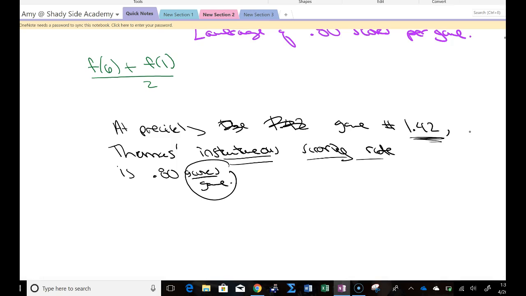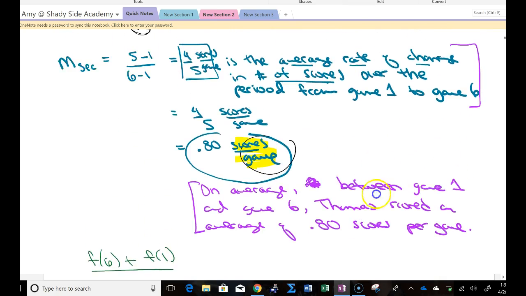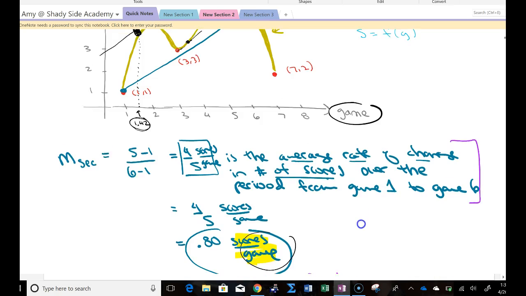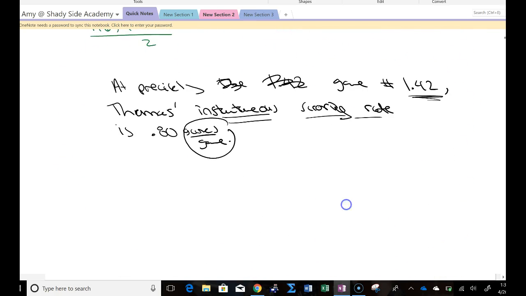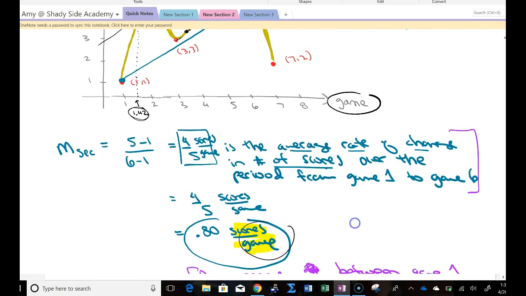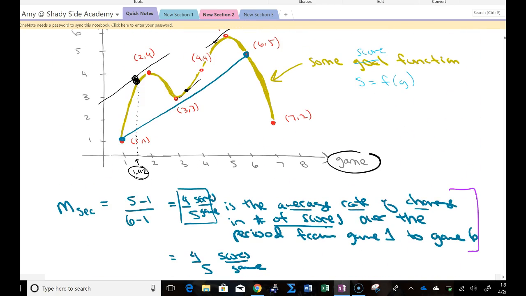And that is it. And I know that this example is a little bit nonsensical because obviously we don't have game number 1.42, but I was just using this example to underscore the importance of units for average rates of change, units for instantaneous rates of change in the context of the mean value theorem.